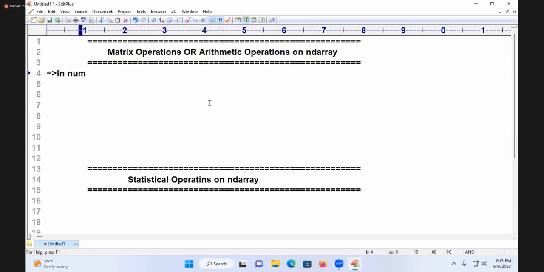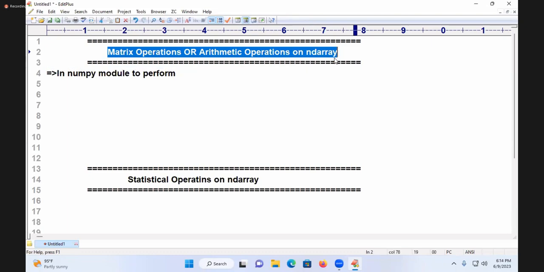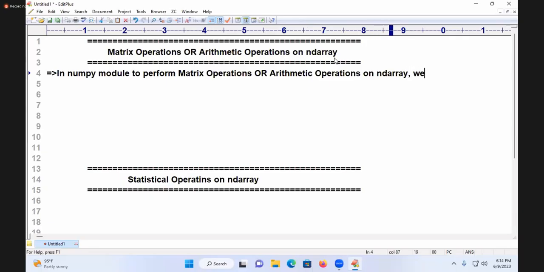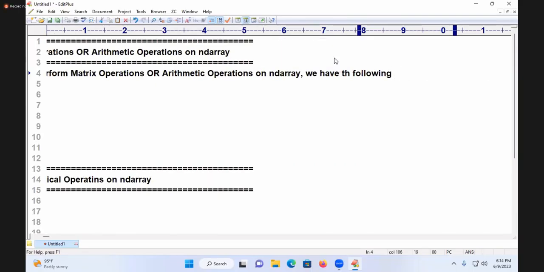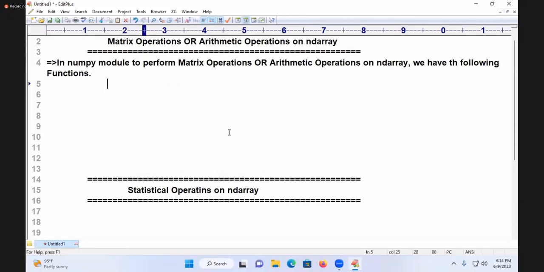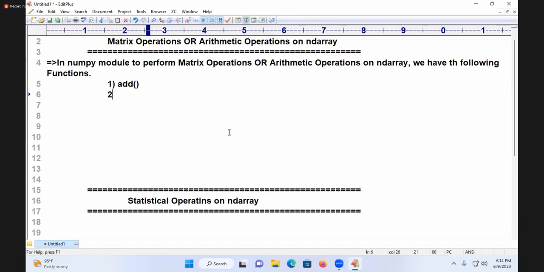So in the NumPy module, to perform matrix or arithmetic operations on ND array, we have the following functions. What are those functions? I'll write one by one. Look at the first function. What is the function name? add. The add function can also be done with the operator plus. You can also do it with the plus operator.